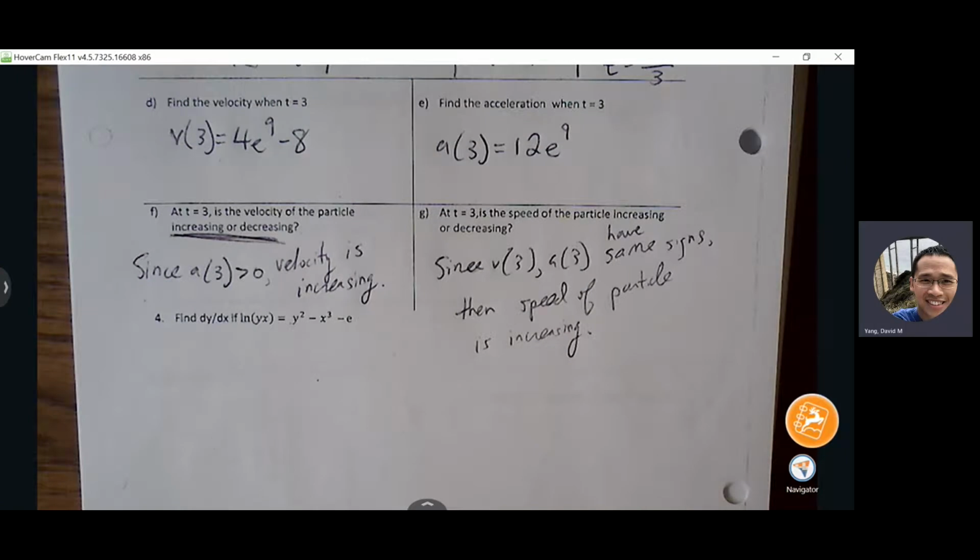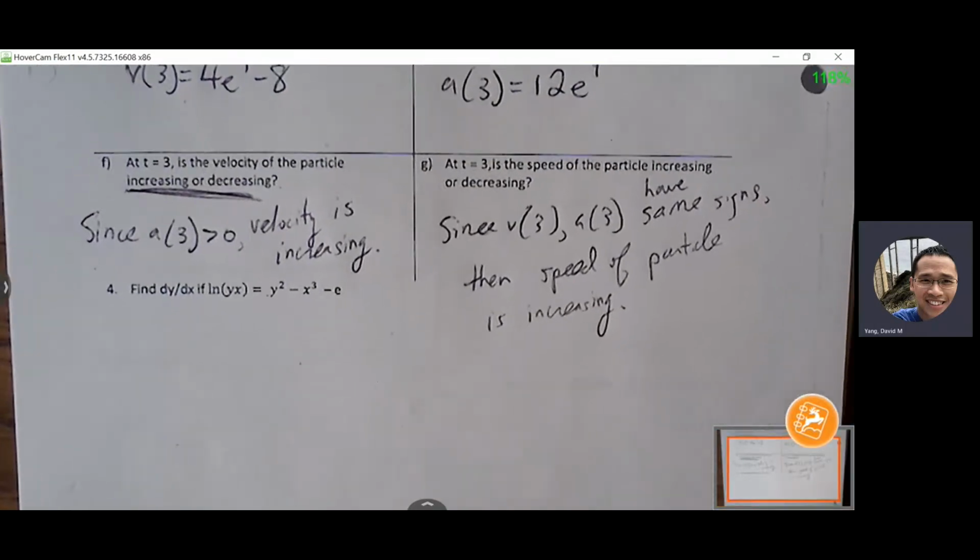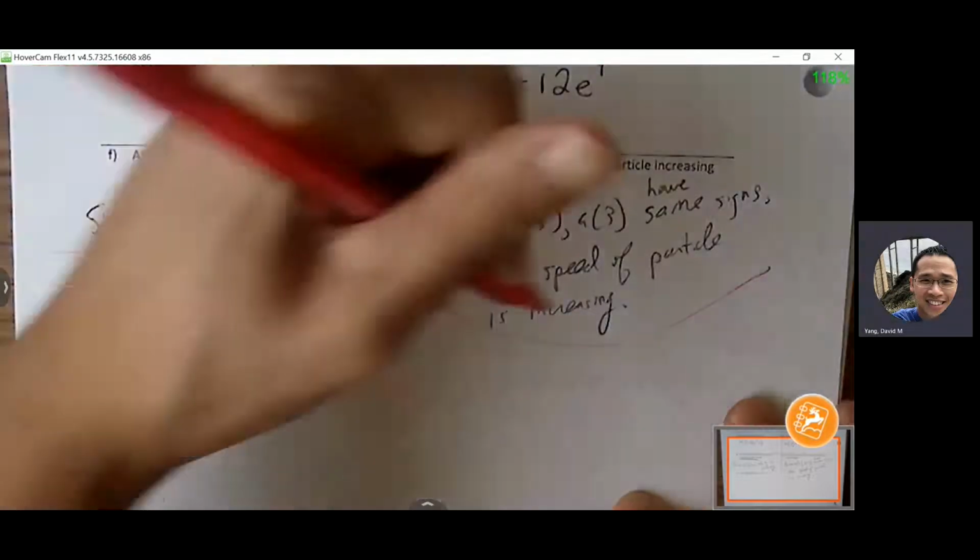All right, let's look at number 4. Find dy dx of natural log of yx equals y squared minus x cubed minus e. We want to find the derivative. There's two things I want you guys to point out. What process is involved here? Implicit, all right? You see y's mixed into the equation here, so implicit, definitely. What else?